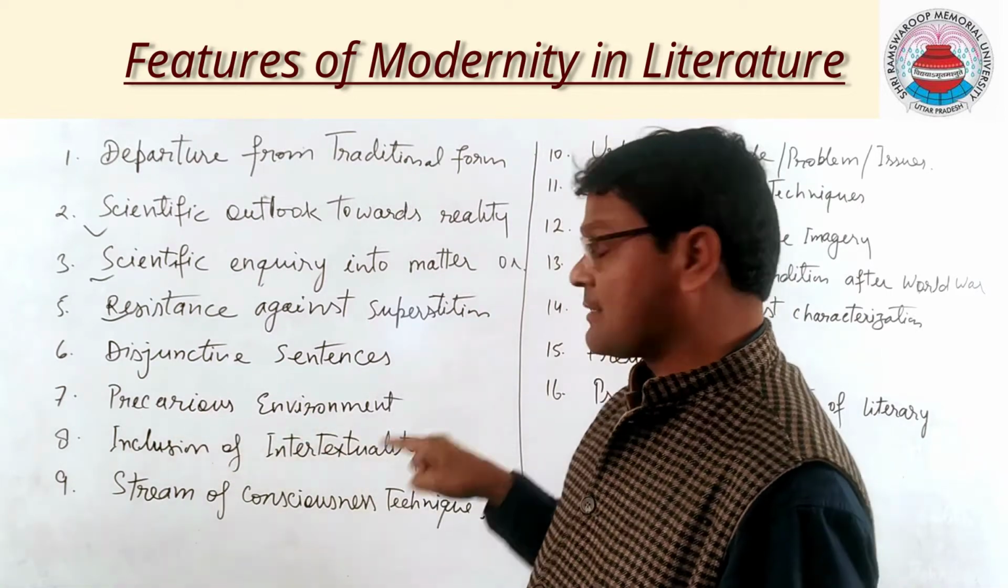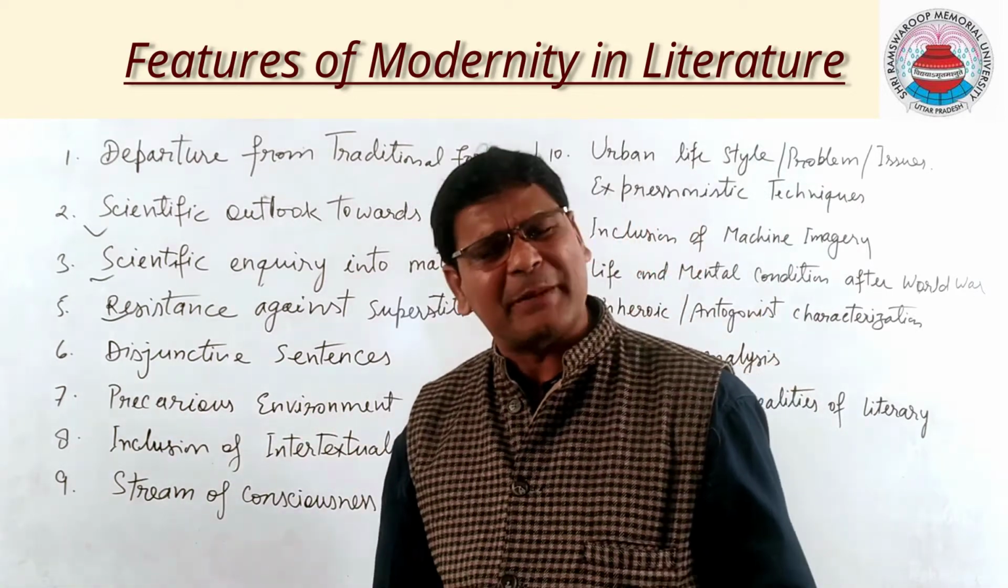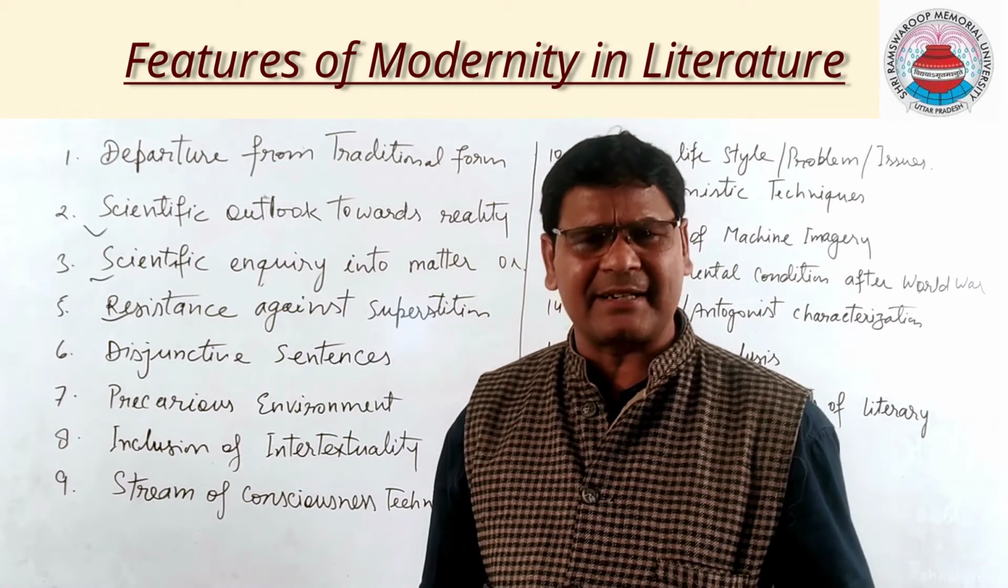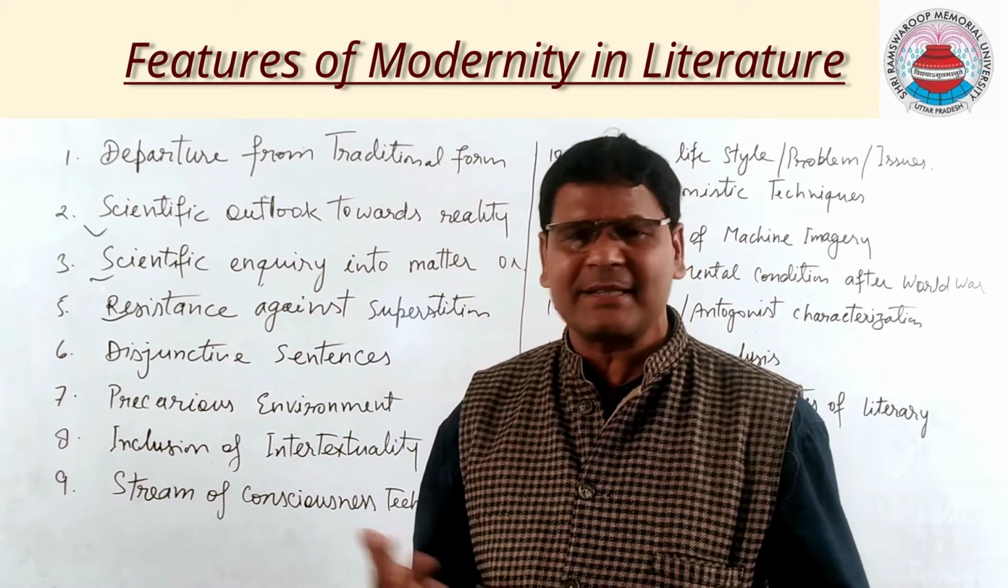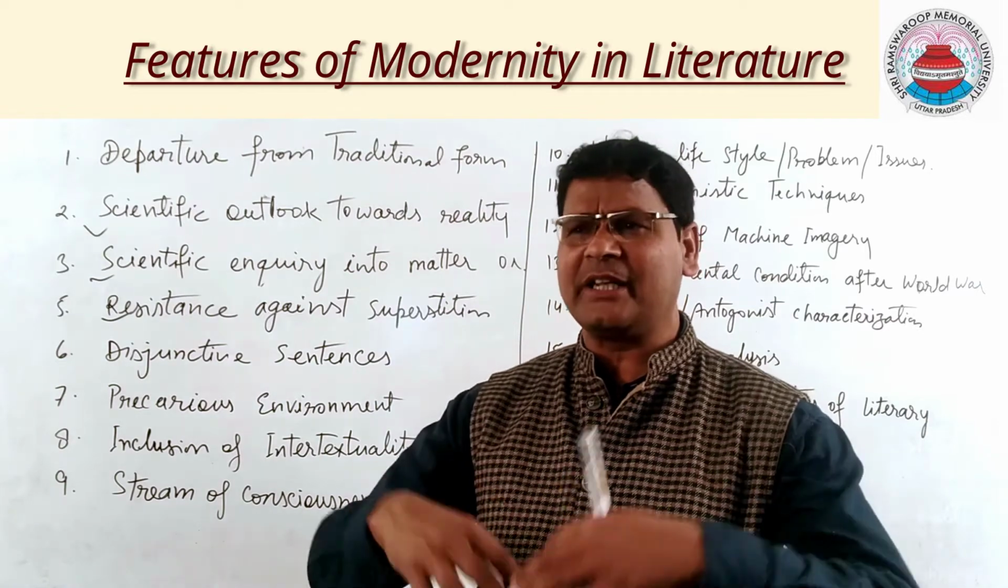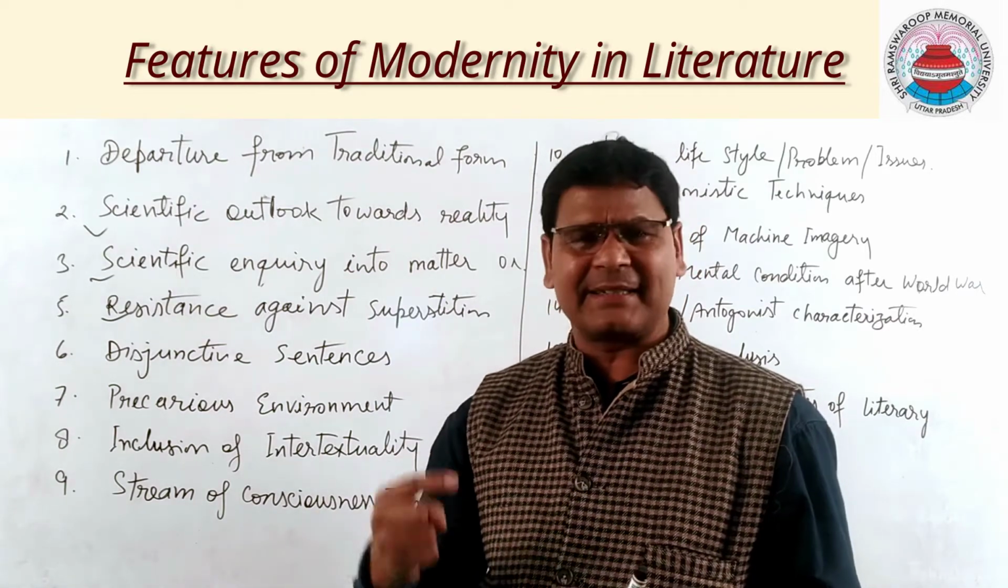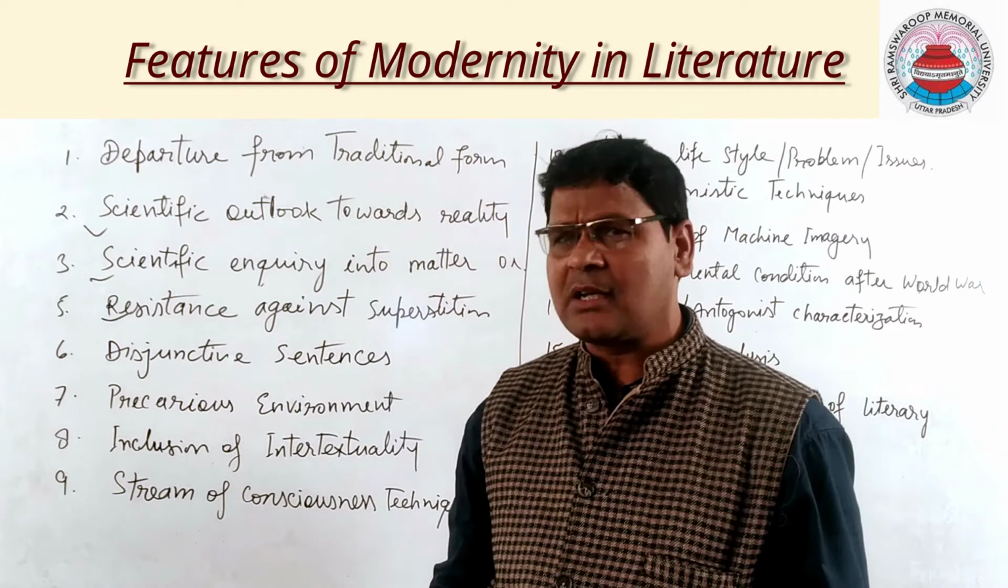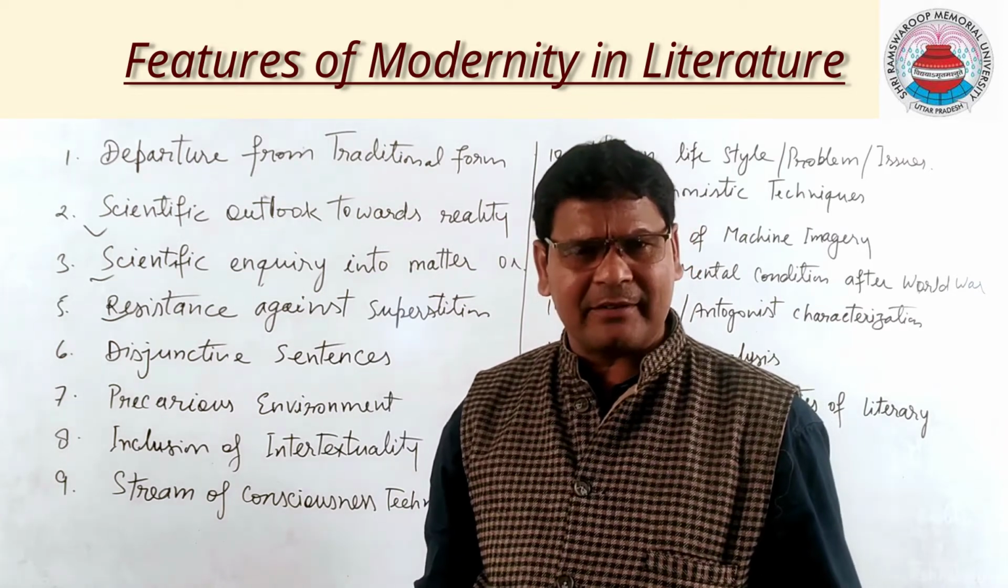Then there is a precarious environment. What is precarious? Precarious means uncertainty. In the modern age, we know nothing is certain. Because of the war, because of so many innovations, because of overriding decisions, so many rules and regulations, you cannot fix on one plane.